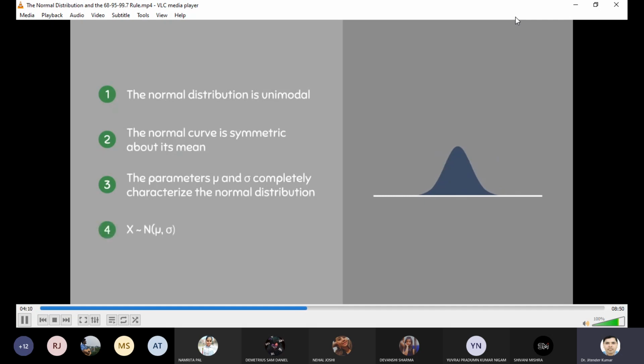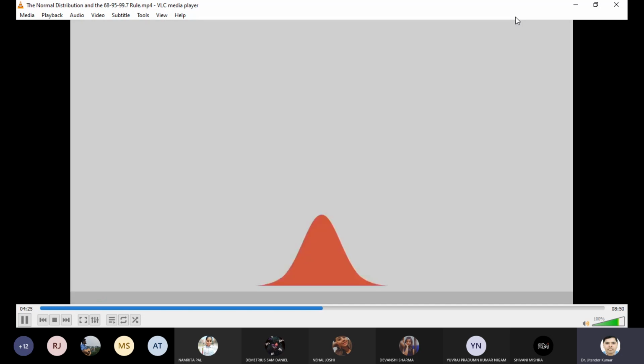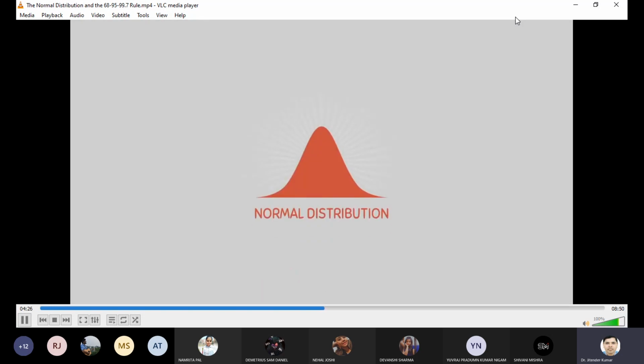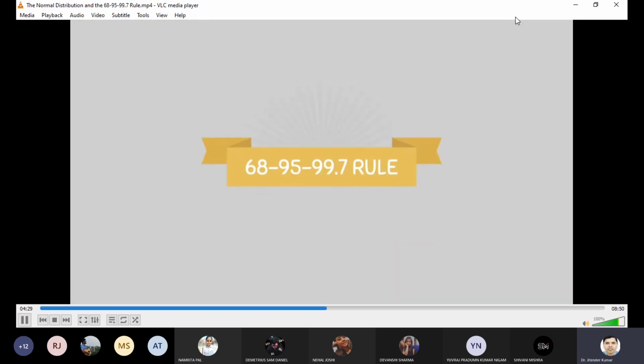The notation given to a population that follows a normal distribution can be written like this. Although it looks scary, it means what it says. For the variable x, it follows a normal distribution and has the mean mu with a standard deviation of sigma. Now that you've been introduced to the normal distribution, we can talk about the 68, 95, 99.7 rule.